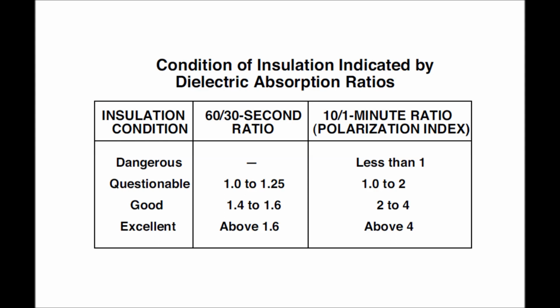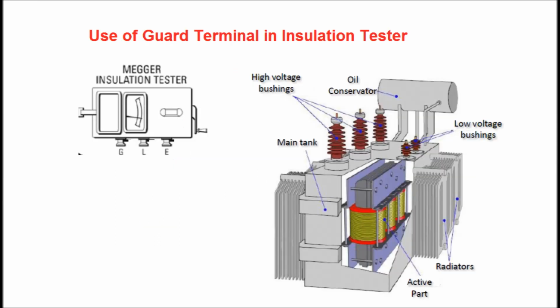In the case of a Megger or insulation tester, there are three terminals: G, L, and E. G stands for guard terminal, L stands for line terminal, and E stands for earth terminal. So if we want to measure the insulation resistance between two terminals of a transformer, then the terminal which is at high voltage is connected to the L terminal, and the terminal which is earth or low voltage winding is connected to the E terminal.